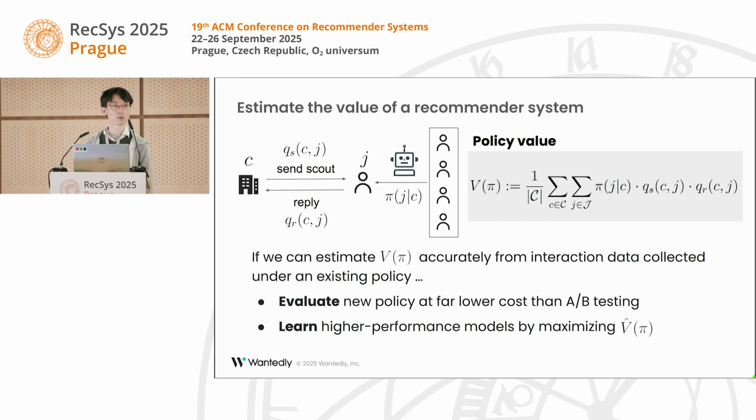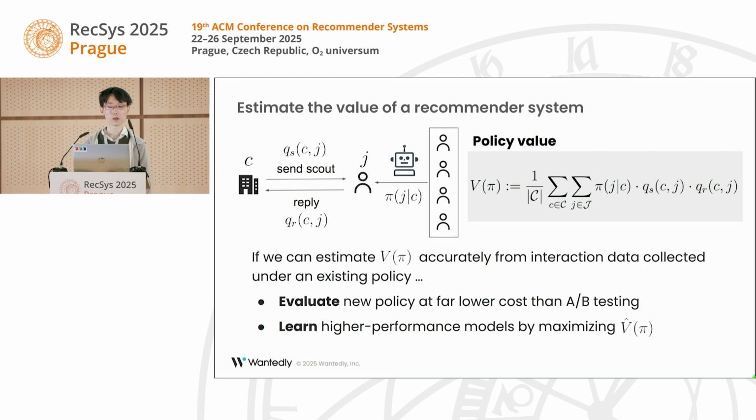Let me start by formalizing our problem. The policy recommends a job seeker j to company c with probability pi_c, and the company may send a scout message to the job seeker with probability q_S, and the job seeker replies with probability q_R. Using this, the policy value is represented by the following formula. This is the expected number of matches under the policy pi_c.